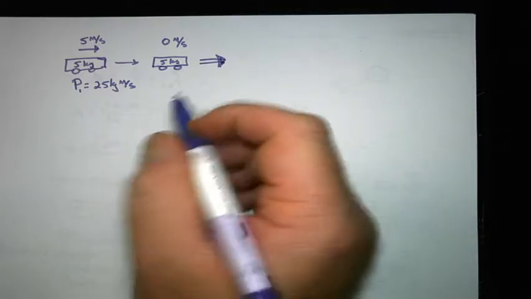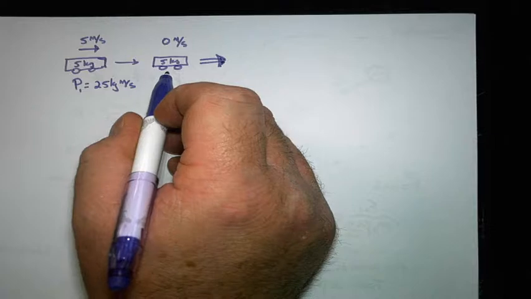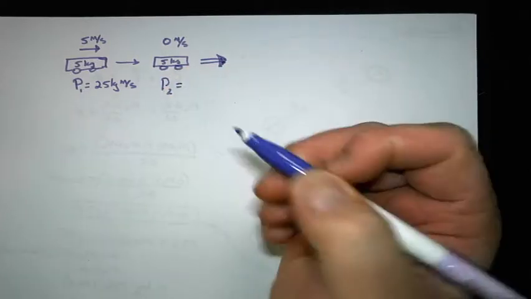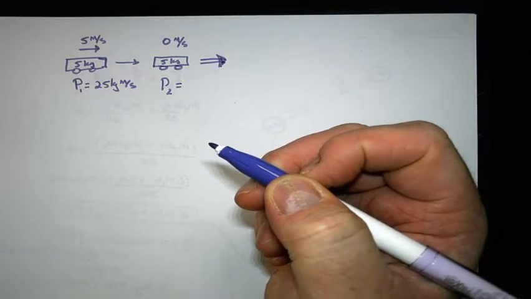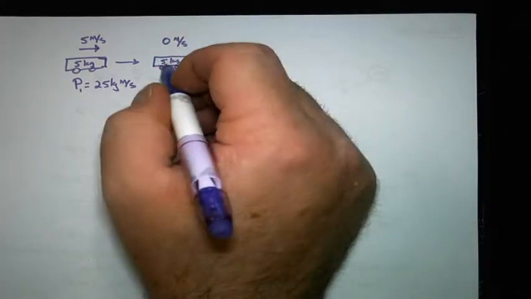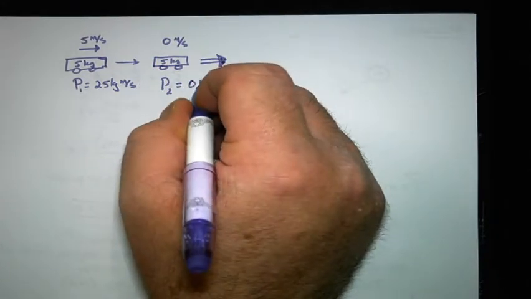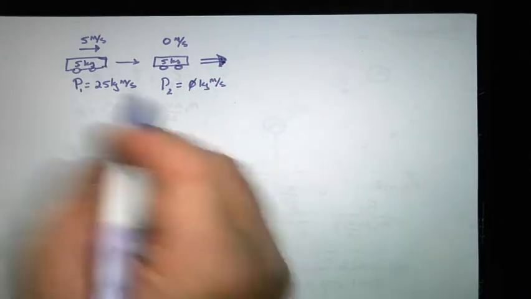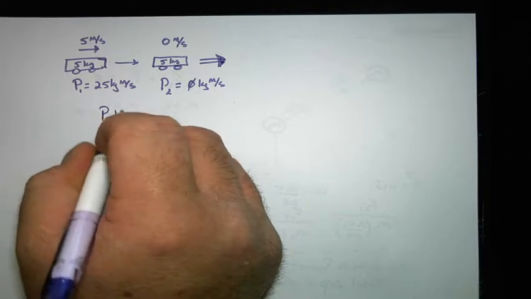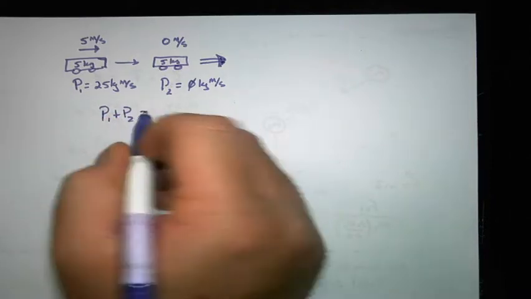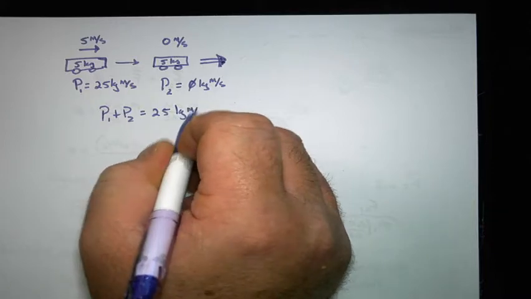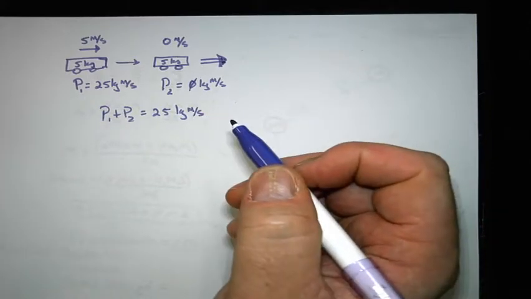Over here we have, what's our momentum of this one? 0, right? 5 times 0 is 0 kilogram meters per second. Okay, so P1 plus P2 equals 25 kilogram meters per second, yeah?